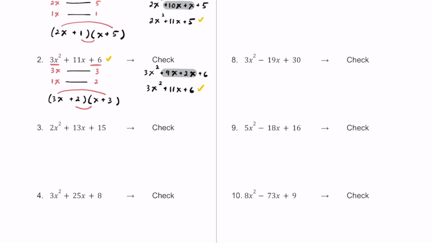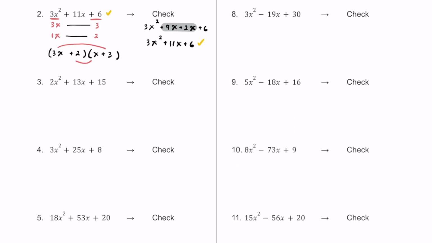For number 3, we have this 2x squared plus 13x plus 15. If we look at this 2x squared, 2 is prime, so we know it has to be 2x and 1x. I'm going to put those first. Now for 15, it could be 3 and 5, or it could be 15 and 1. But we have to find 13 in the middle, so I'm going to start with 5 and 3, just because they're closer together.